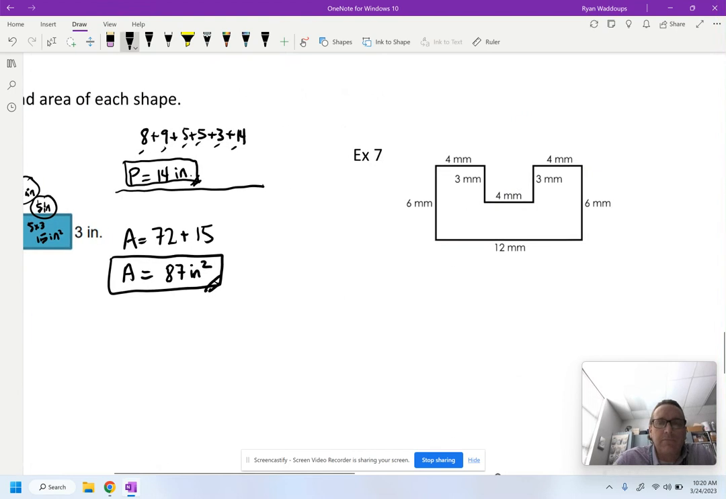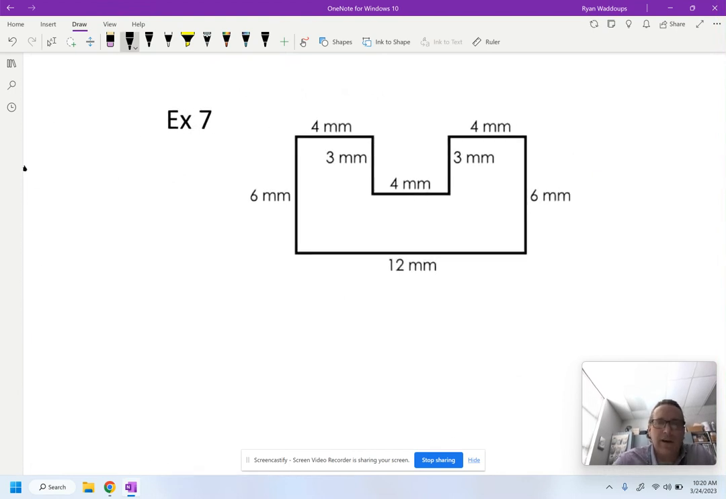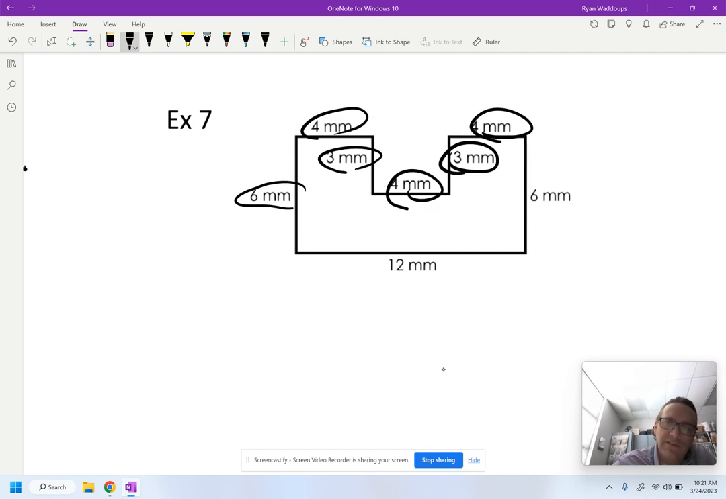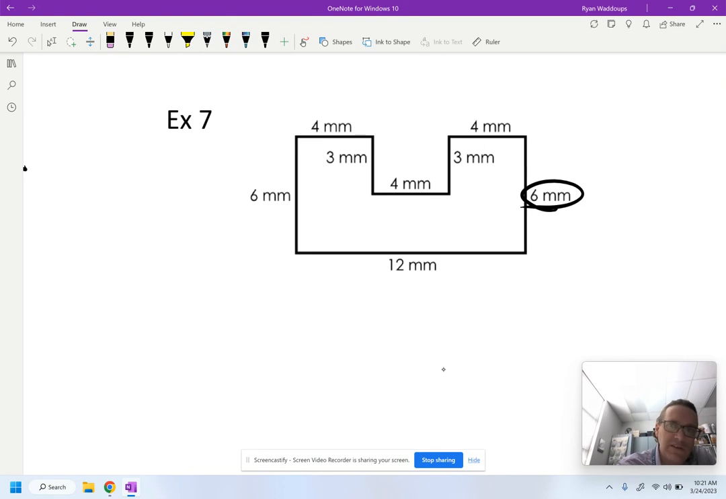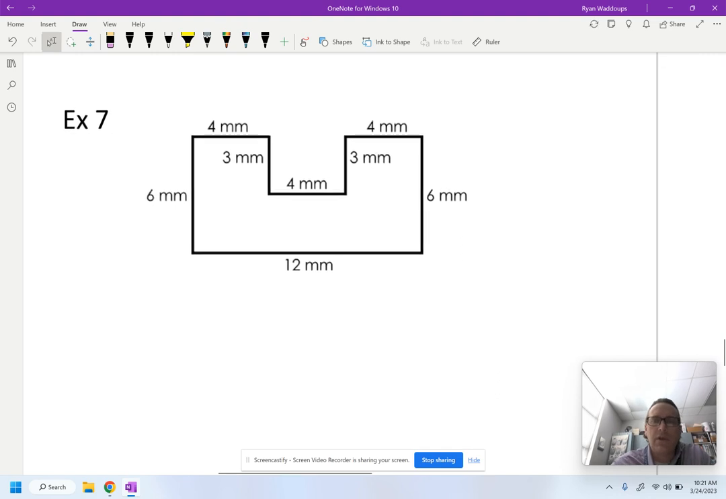All right, let's look at example 7. Now it looks like I've got 1, 2, 3, 4, 5, 6, 7, 8 sides. And if I'm not mistaken, they have given us 8 different distances for each of those sides. So I think we're good to just go ahead and add those all up.